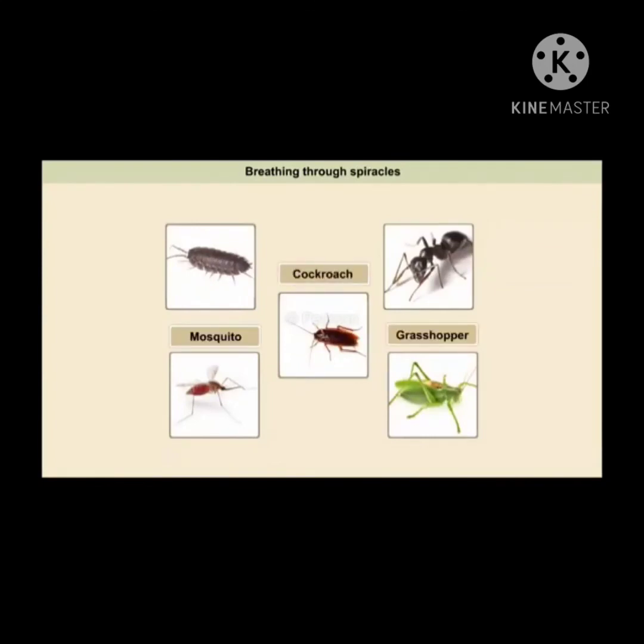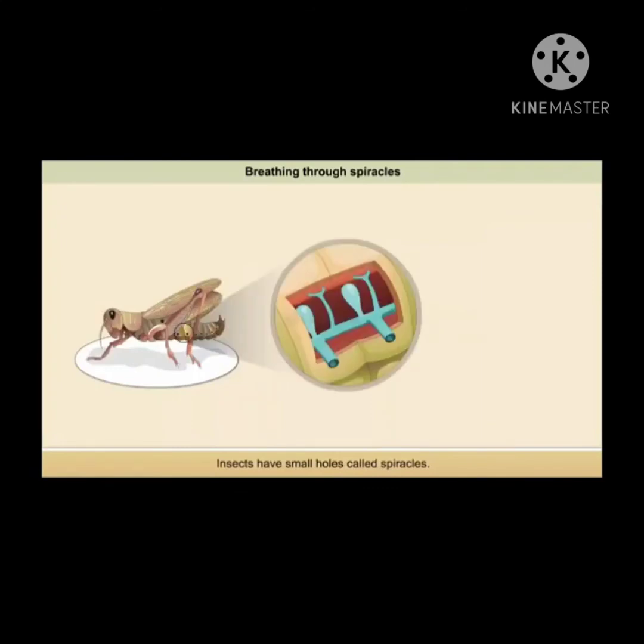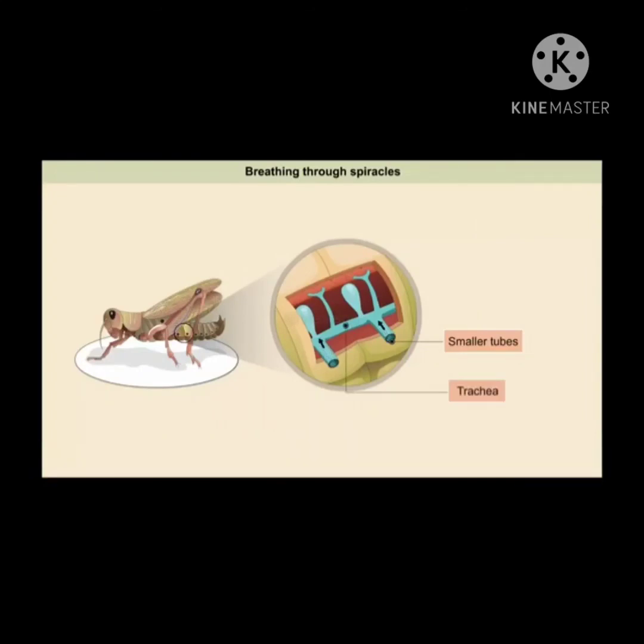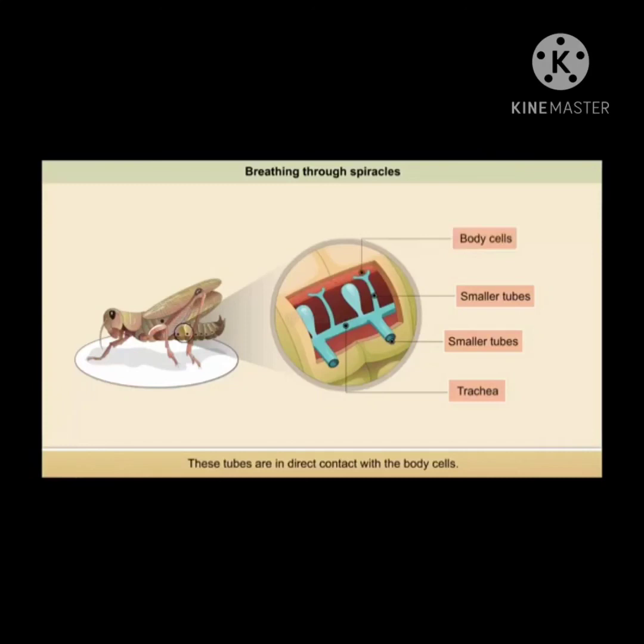Cockroaches, mosquitoes, grasshoppers, lice, and ants are some insects. Insects do not have lungs or gills. Their blood does not carry oxygen. Insects have small holes called spiracles. These spiracles are connected to air tubes called the trachea. Air moves into the trachea through spiracles. Trachea is in turn connected to smaller tubes. These tubes are in direct contact with the body cells, so the circulatory system in insects does not play a role in carrying oxygen.